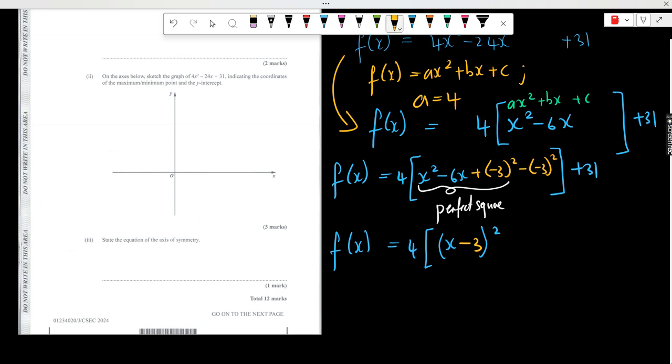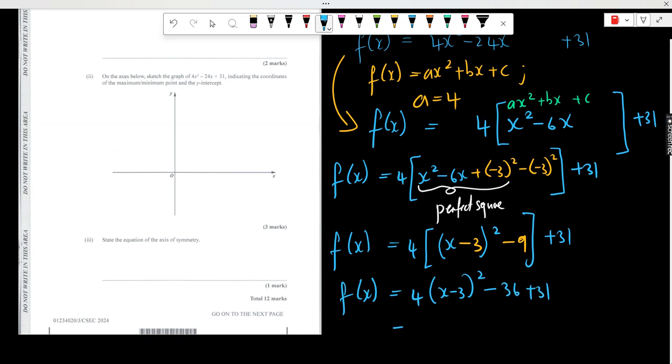And outside here, now we're going to have minus 9. Right? Minus 9. And we have plus 31. So now we just expand our brackets. And so we get f of x is equal to 4 bracket x minus 3 all squared minus 36 plus 31, which of course equals 4 bracket x minus 3 all squared minus 5.